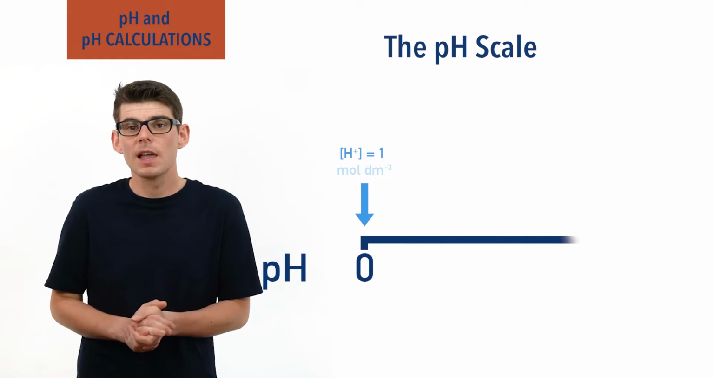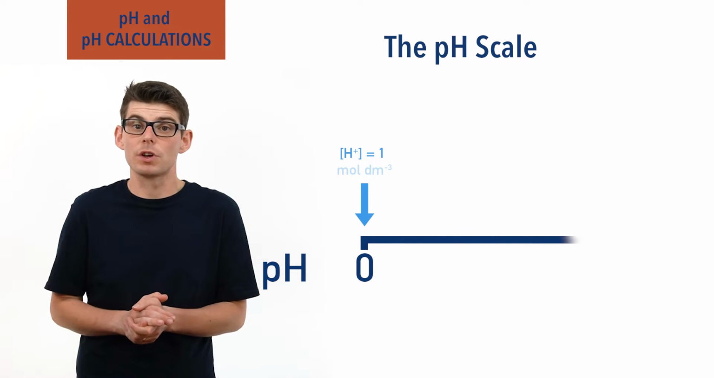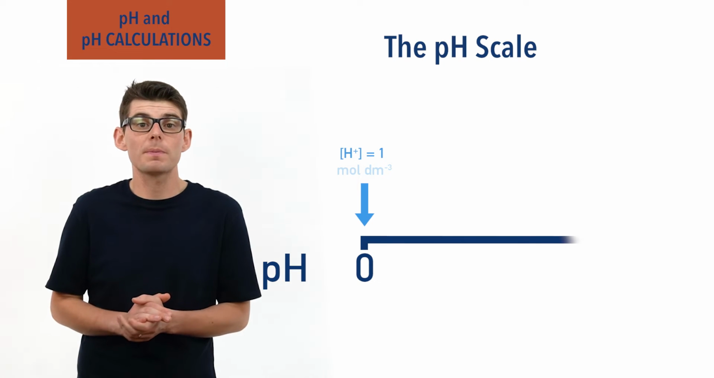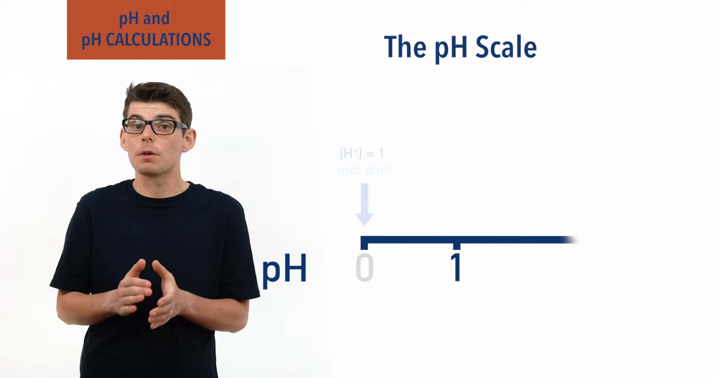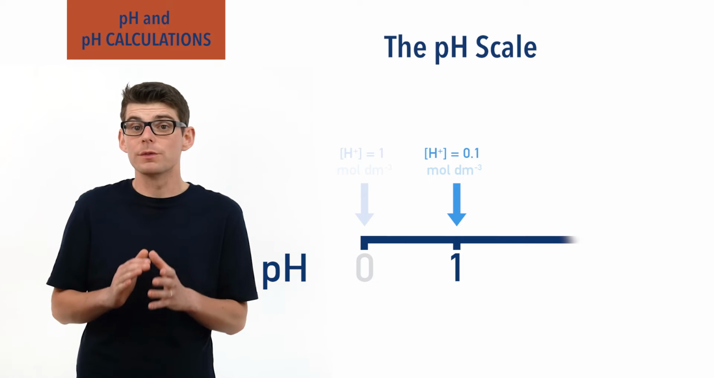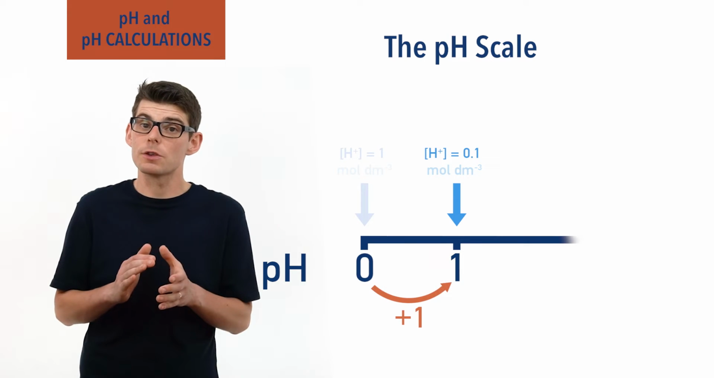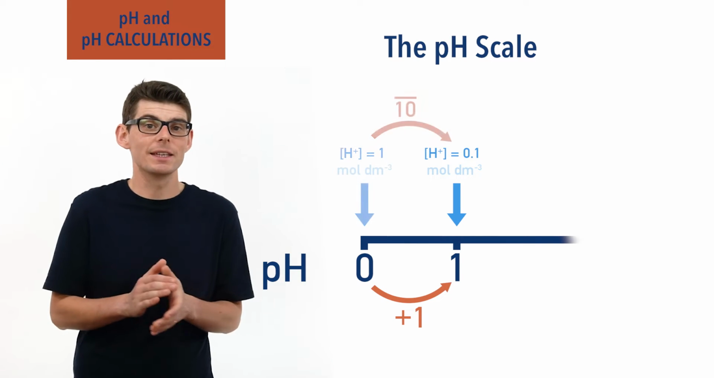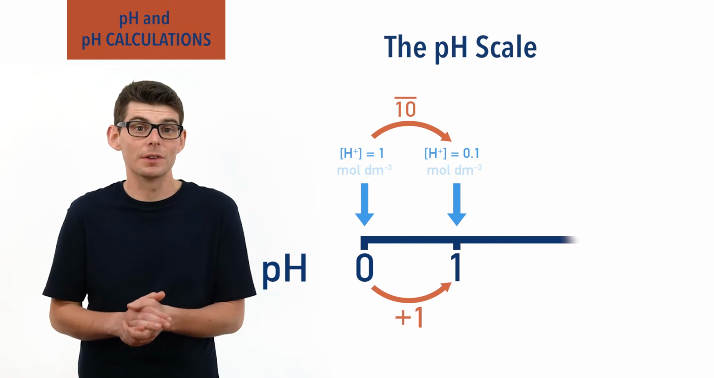For example, as a solution with a pH of 0 has a H+ ion concentration of 1 mole per decimeter cubed, this means a solution with a pH of 1 has a H+ ion concentration of 0.1 mole per decimeter cubed. This is because the pH value has increased by 1, meaning a H+ ion concentration decrease of a factor of 10. 1 divided by 10 equals 0.1.